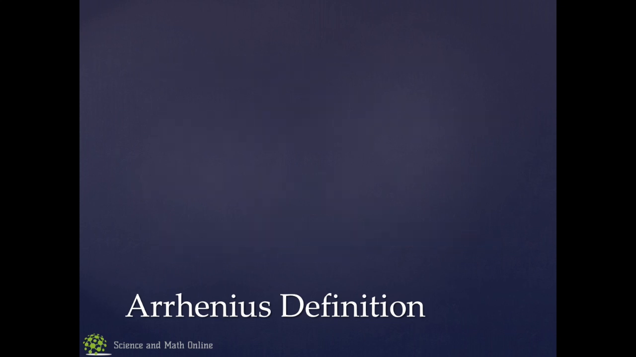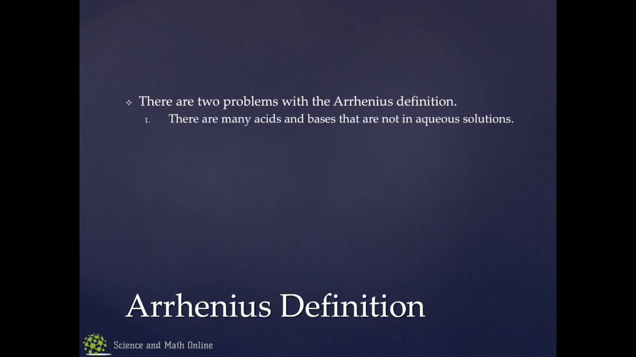All right, so the Arrhenius definition is useful. However, it is not perfect. There are two major problems with it. There are many acids that are not aqueous solutions. Because the Arrhenius definition said it gives off a hydrogen ion in solution, or a base gives off a hydroxide ion in solution. Well, what about gases? What about powders? What about solids? There are a lot of things that aren't pure aqueous solutions. And then some bases, like ammonia, which is a common base, don't contain a hydroxide ion.